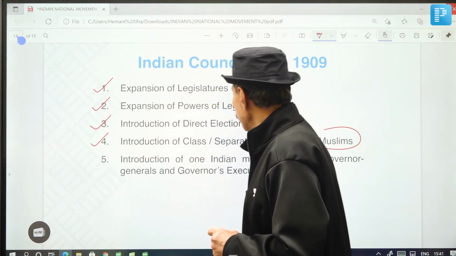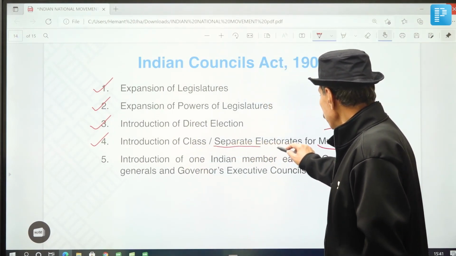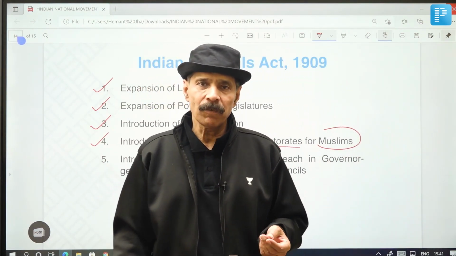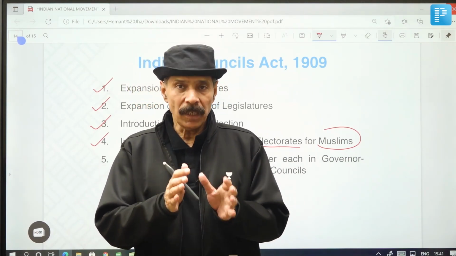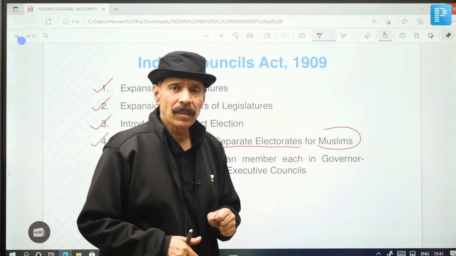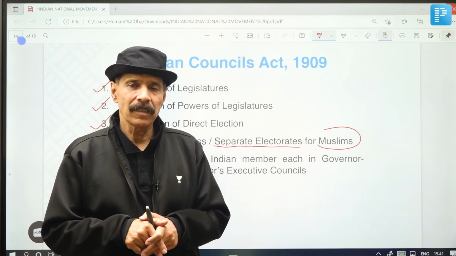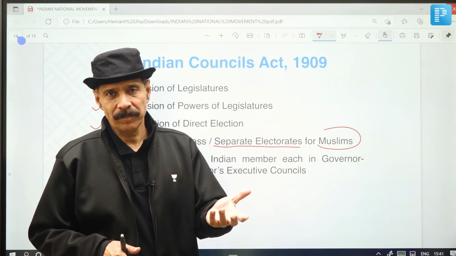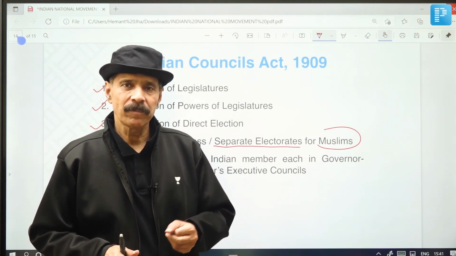Next one. And here one term is there, separate electorates. So I should define this also for your revision purpose, that separate electorates refer to reserving a constituency from where only the Muslim candidates could fight, because this was for Muslims, and only Muslim voters could vote the Muslim candidates. This is the concept of separate electorates for Muslims introduced. And this was later expanded, for example, for Sikhs. So similar provision applied.